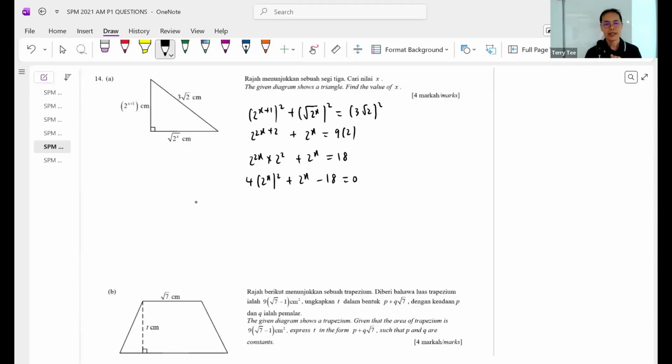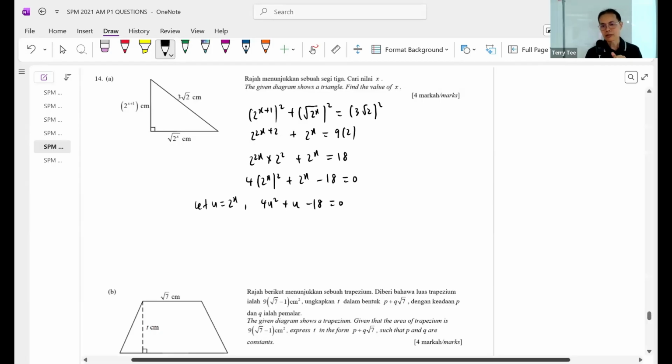Now what do? I let u be 2 power x. We use substitution to simplify, to get a quadratic equation so that we can factorize and solve for u. So 4u squared plus u minus 18 equals 0. 4 times 18 is what? 72. What's the factor of 72?